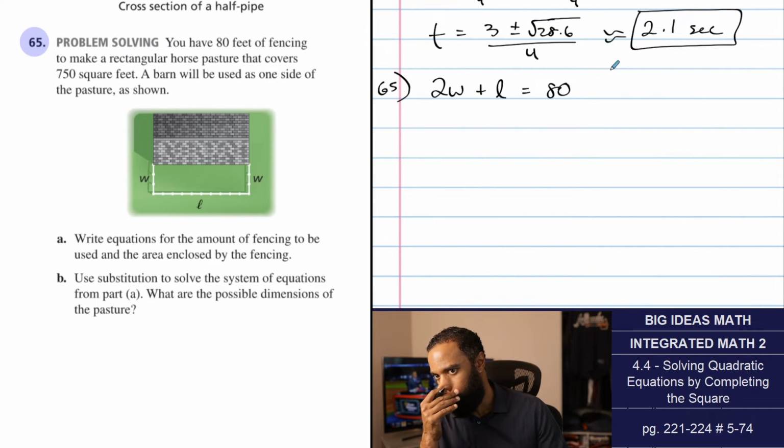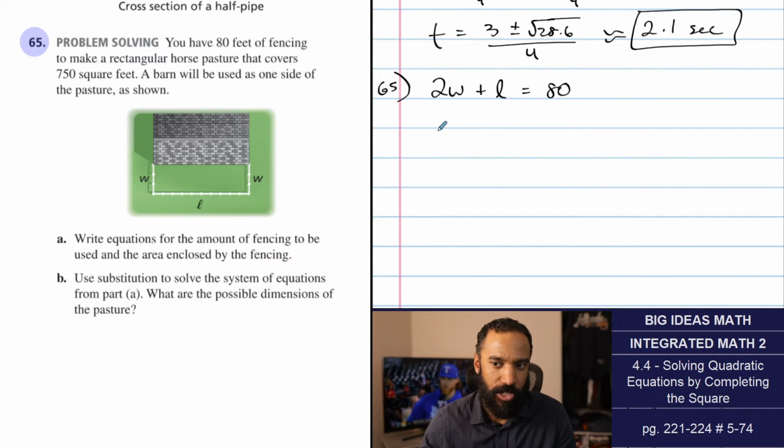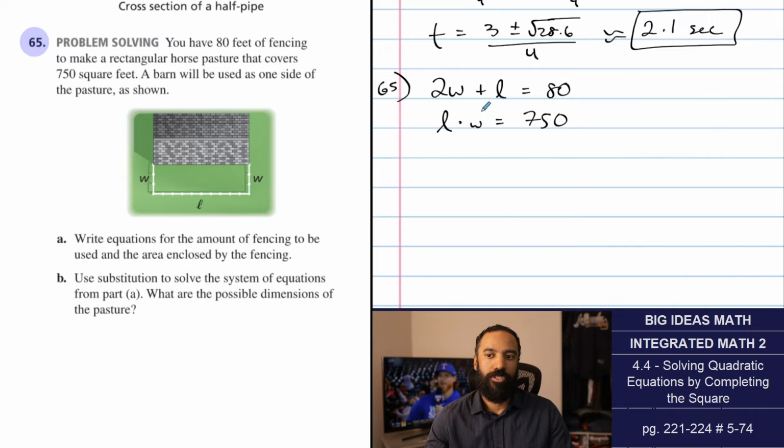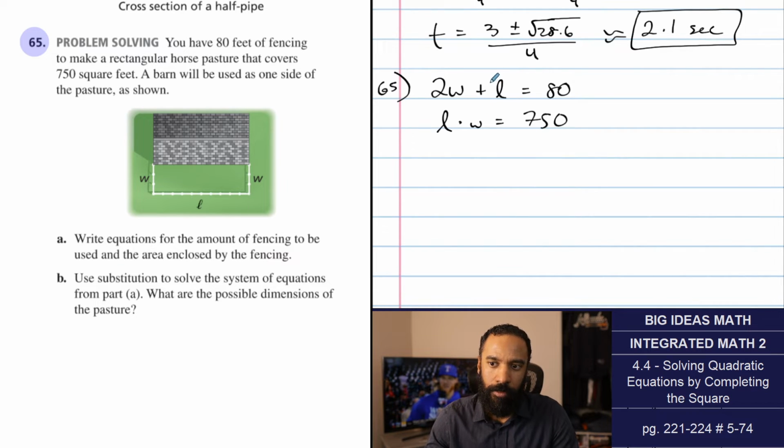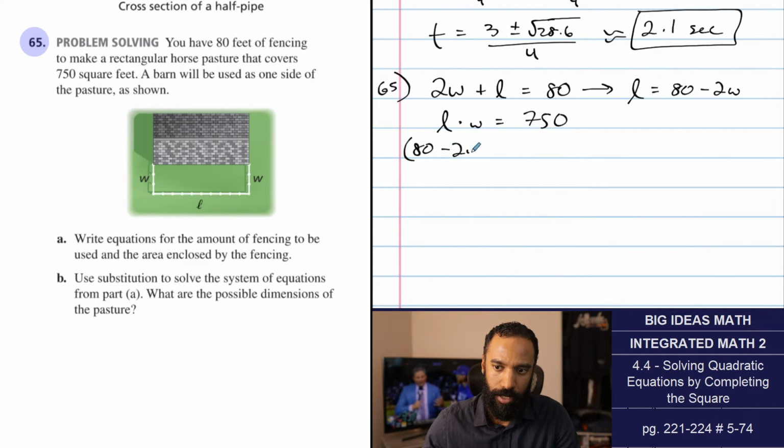So when we do our length times width, listen, it's kind of a system of equations. When we have length times width, that equals 750, to make a rectangle that covers 750 square feet. We have to write this in terms of one of the variables. So I can take this one and solve for L, and write it as 80 minus 2W. If I substitute 80 minus 2W for L in this equation, I've now created a quadratic with just W.